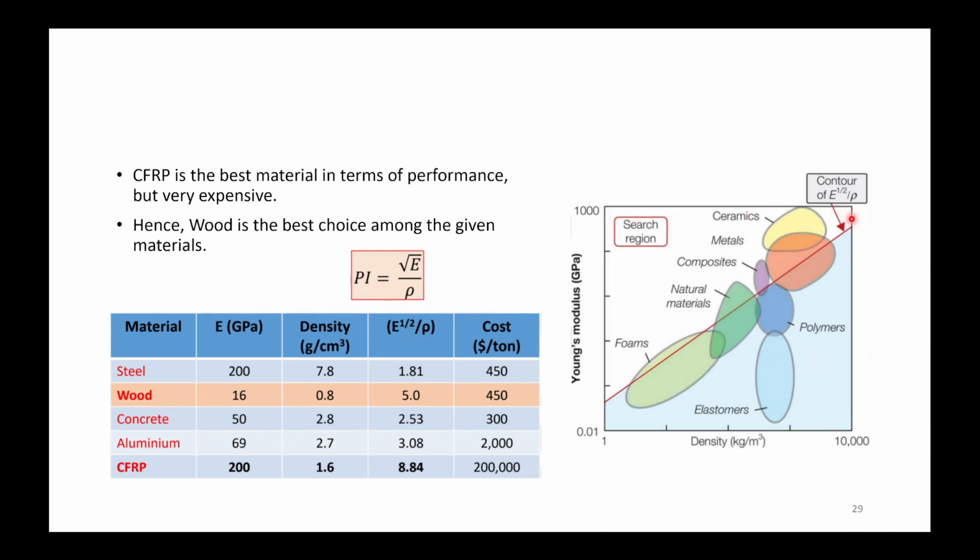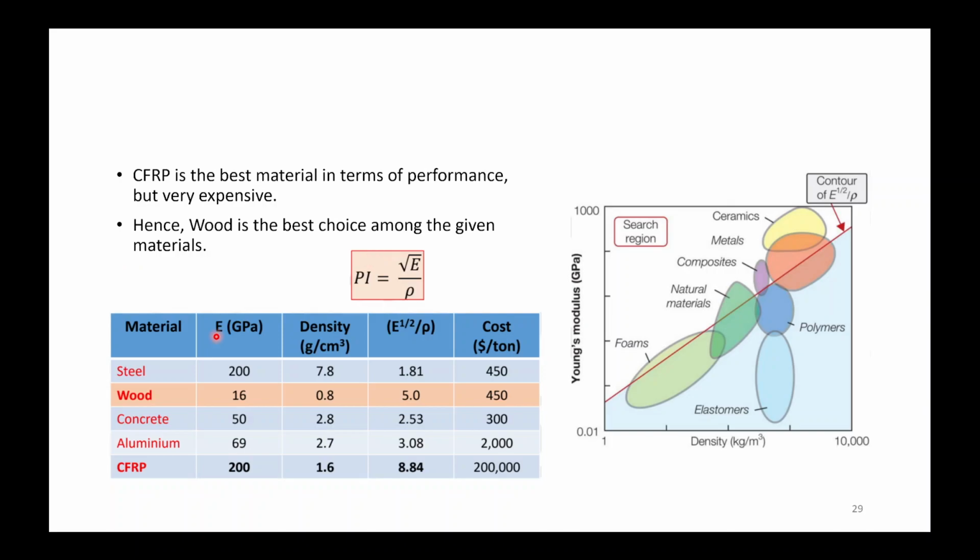Now this is the example. This is the Ashby chart for Young's modulus versus density. This is the line corresponding to E to the power half upon rho. Above this line is our search region, so we find the appropriate materials above this line. We can use these materials, but we can't use elastomers and polymers. CFRP is the best material in terms of performance, but it is very expensive, hence wood is the best choice among the given materials.